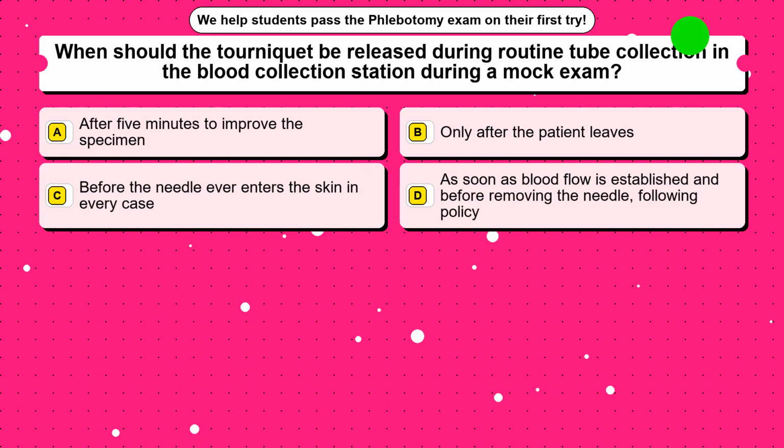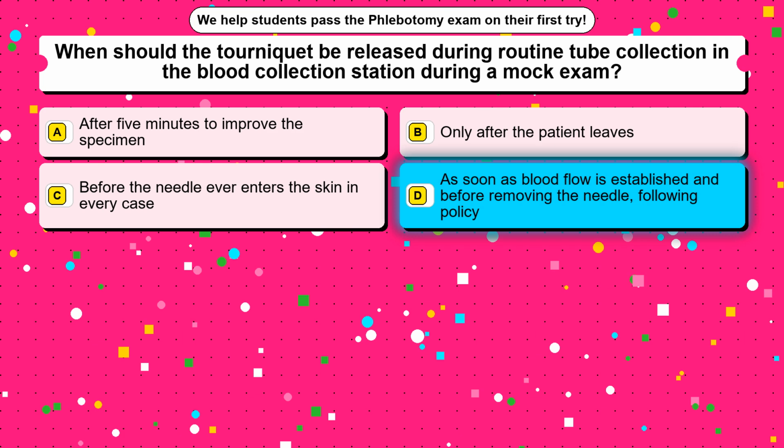Question 18. When should the tourniquet be released during routine tube collection in the blood collection station during a mock exam? Option A. After 5 minutes to improve the specimen. Option B. Only after the patient leaves. Option C. Before the needle ever enters the skin in every case. Option D. As soon as blood flow is established and before removing the needle, following policy. The correct answer is option D.